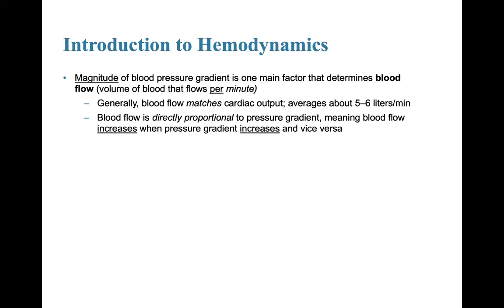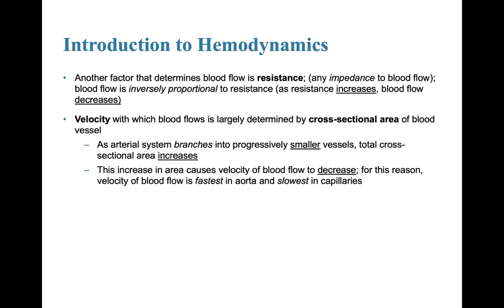Blood flow is the volume of blood that flows per minute. Generally, blood flow matches cardiac output, which averages somewhere between 5 to 6 liters per minute. Blood flow is directly proportional to the pressure gradient, meaning blood flow increases when the pressure gradient increases, and vice versa. Another factor that helps determine blood flow is resistance, which is any impedance to blood flow. Blood flow is inversely proportional to resistance. Therefore, as resistance increases, blood flow will decrease.